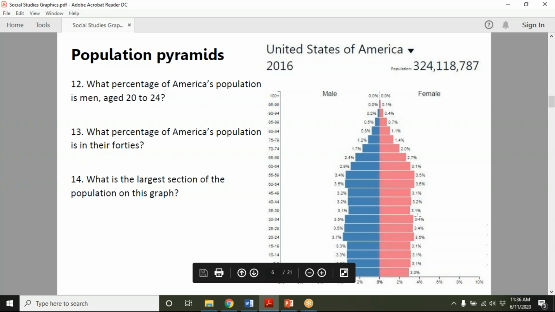So what happens around age 60? It starts to decrease, right? From 3%, 2%, 1%. And by the time you get to 95 to 99, the men are rounded to 0.0. Now there are 95-year-old men, but they round down here to 0. And women are 0.1% of the overall total population in America. Okay. So number 12, what percentage of America's population is men aged 20 to 24?